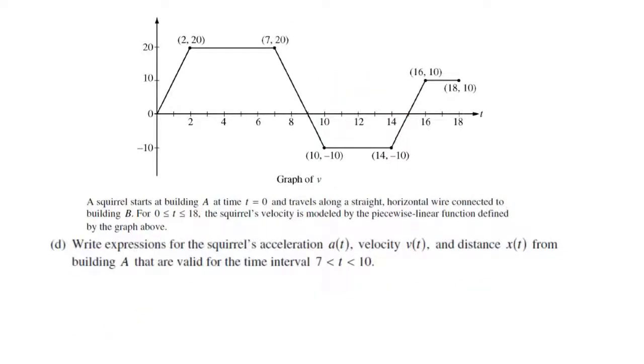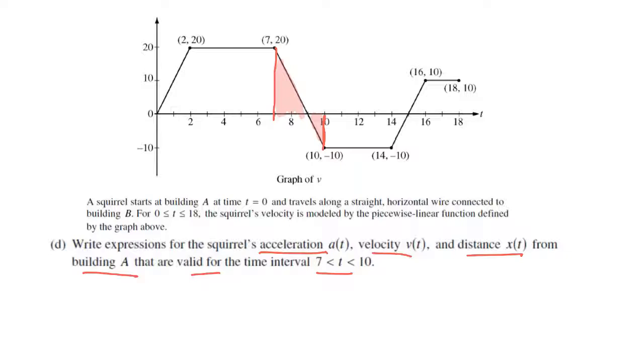In part D, they want us to write an expression for the squirrel's acceleration, velocity, and distance from building A that are valid for 7 to 10. All right, so from 7 to 10, notice that that's talking about this region here and this region here. So from 7 to 10 is going to be talking about this portion. All right, so let's see if we can set that up from 7 to 10.